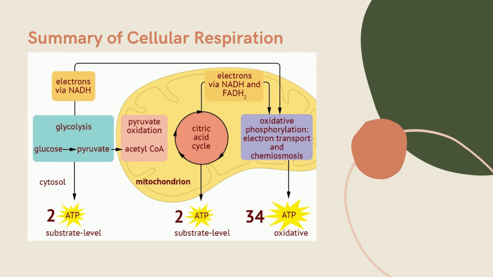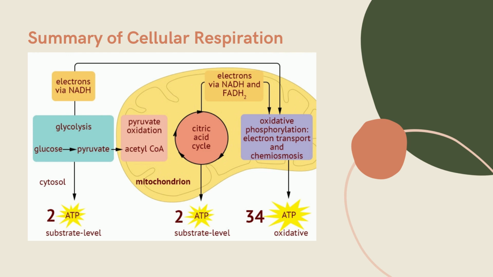It can be 32, 33, or 34. So at the end, 34 plus 32 plus 32 will yield us 38 ATP, or in other books it is 36, because some of them write 32 in oxidative phosphorylation. So that is the whole summary of cellular respiration.